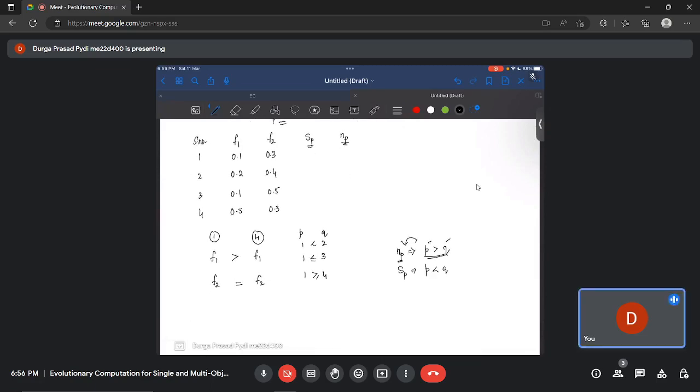So, for the first case, 1 is less than 2, so it is going to the second case. So it should go to SP. So 2 will come to SP. In the second case, 1 is less than or equal to, which will also be SP. So 3 also will go to SP.